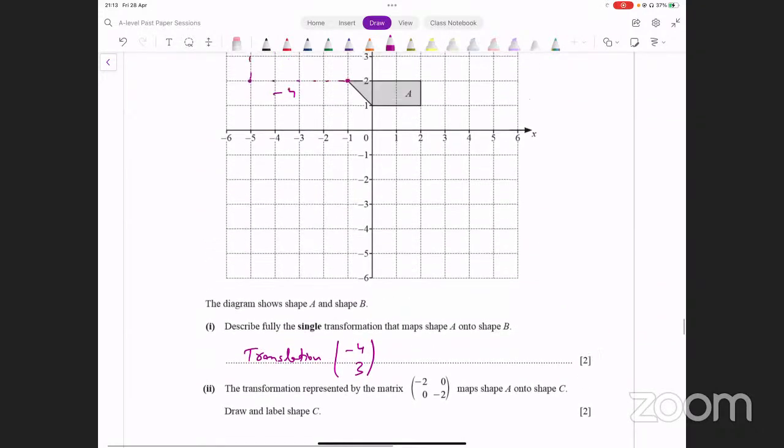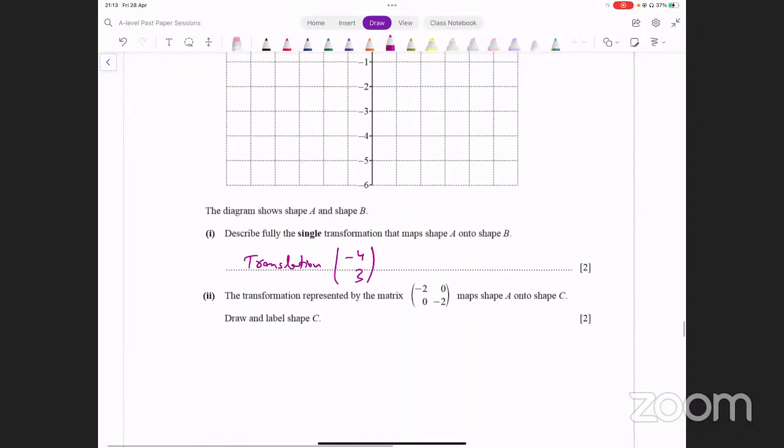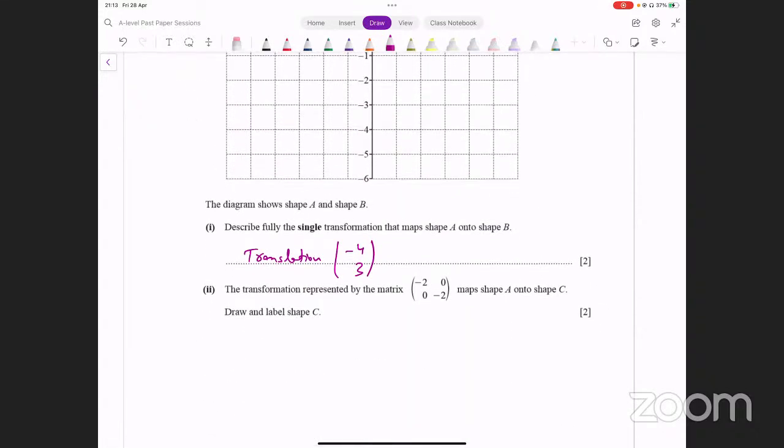Okay. The second part says the transformation represented by the matrix -2, 0, 0, -2 maps shape A onto shape C. Draw and label the shape C.